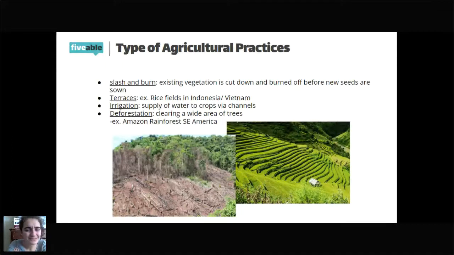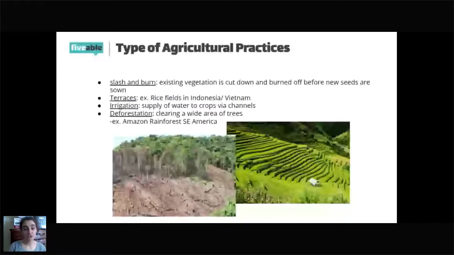Irrigation is part of agricultural practice, but it's not a main concept. Irrigation basically means the supply of water to crops, and usually that happens by using channels. But depending on the type of irrigation, the type of practice will vary. You're obviously not going to have a lot of irrigation going into a slash and burn, right? Because I think they have to burn the whole land and then leave it for a whole year. So obviously you cannot wet that land, or it's going to ruin the whole process.